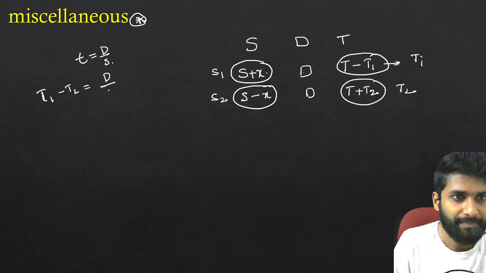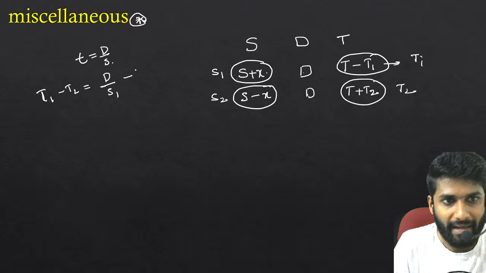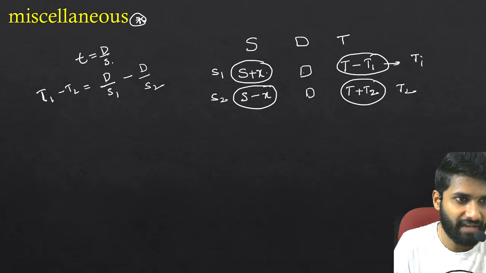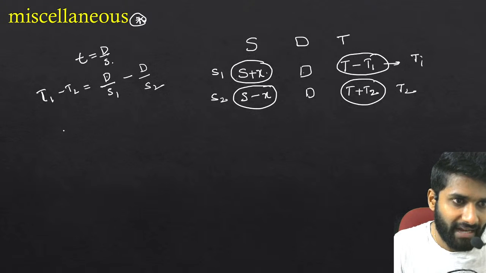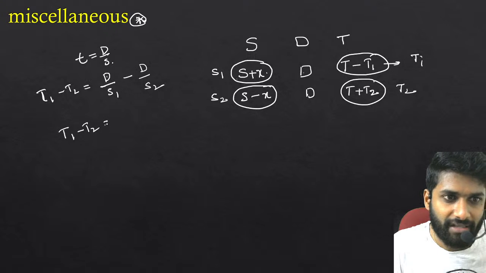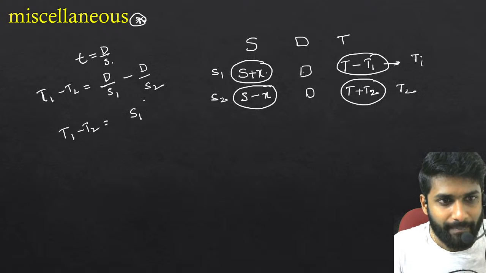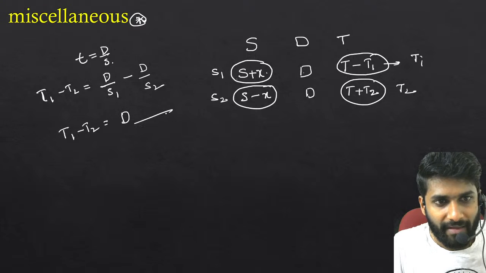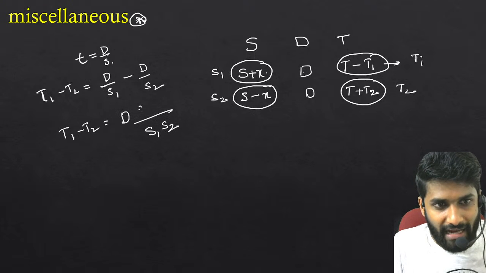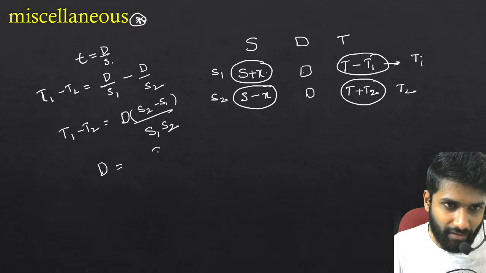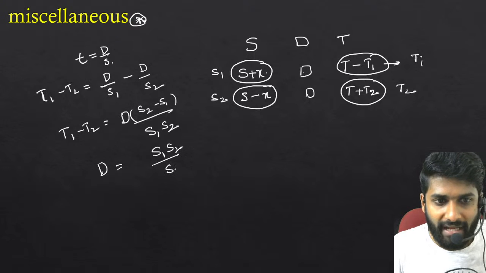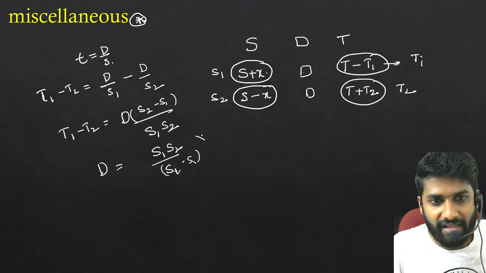Clear? Now see, here is the difference between the timings. The distance by s1 minus distance by s2 gives the difference of timing, because time is equal to distance by speed. So t1 minus t2 is equal to d by s1 minus d by s2. Taking d common, the LCM is s1 s2 and the numerator is s2 minus s1. If you want the distance, it is exactly equal to the product of speeds divided by the difference of speeds, into the difference of timing.